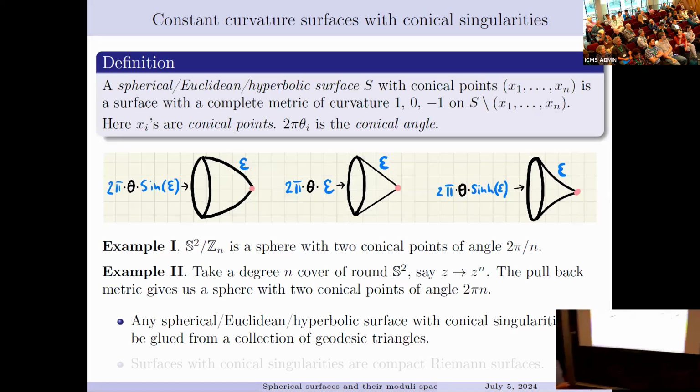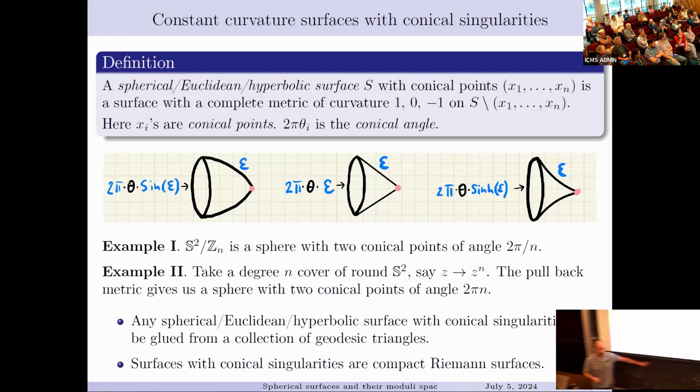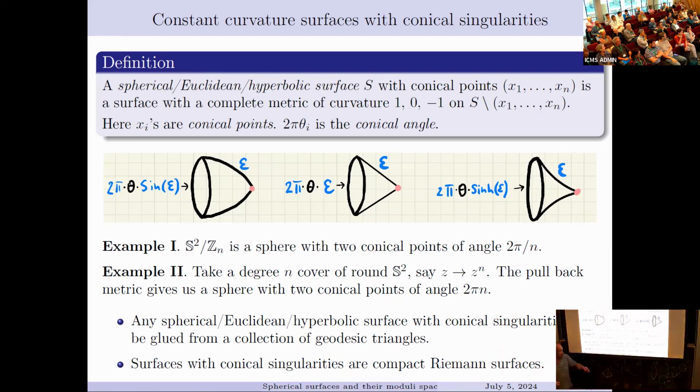And the important thing is that surfaces with conical singularities are, in reality, compact Riemann surfaces. This is quite easy to see. Of course, here we have a metric of curvature 1, so it's just a part of a round sphere, and it's easy to introduce complex coordinates. So basically, these are in reality Riemann surfaces. Okay, this is what you need to know.